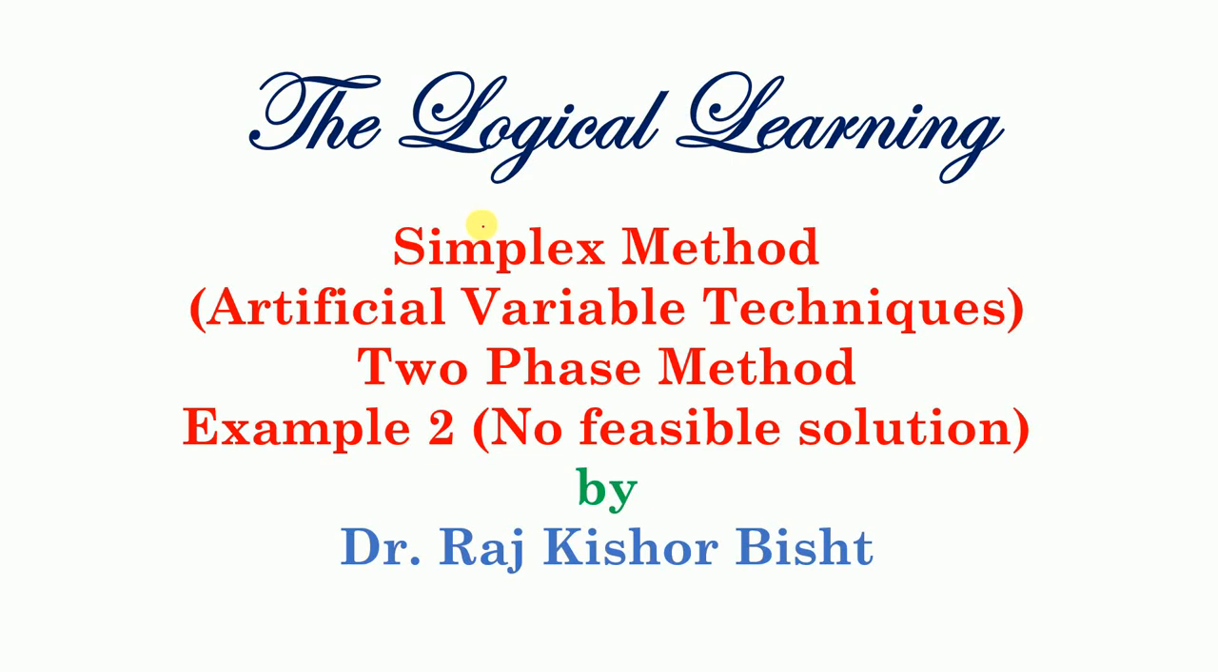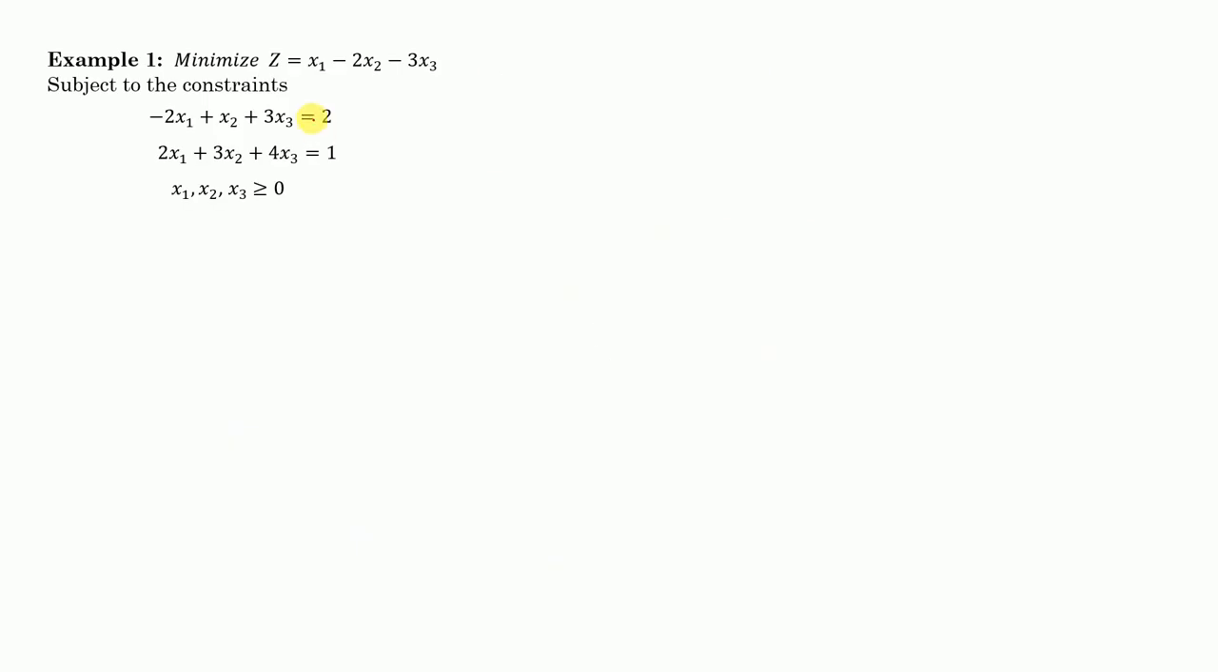Hello everyone. In this lecture we will discuss artificial variable technique and the method is two-phase method. Here I will discuss one example with no feasible solution. So let us start this example. Here we have to minimize z = x1 minus 2x2 minus 3x3, and these are the constraints.